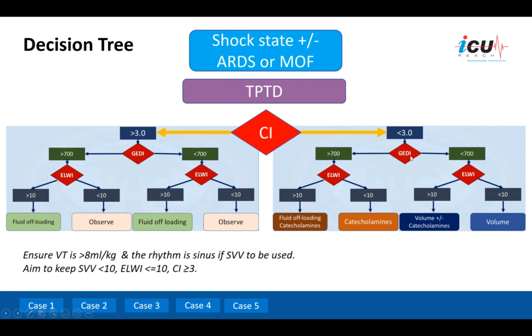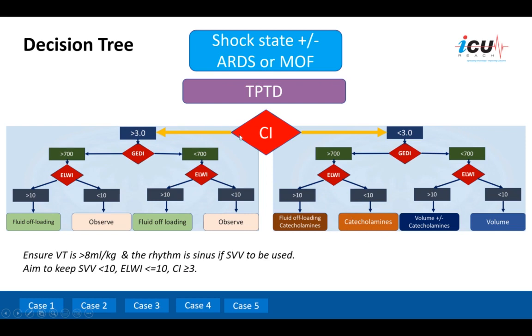If the global end diastolic index is more than 700, that means that your preload is not decreased. So there is decreased contractility without decreased preload. So what about the extravascular lung water index? If it is more than 20, your patient is clearly in pulmonary edema. With his hypotension, I would try to do fluid offloading and may use catecholamines at the same time. But if the water index is less than 10, at that time, you don't need to remove fluid, but you would use catecholamines.